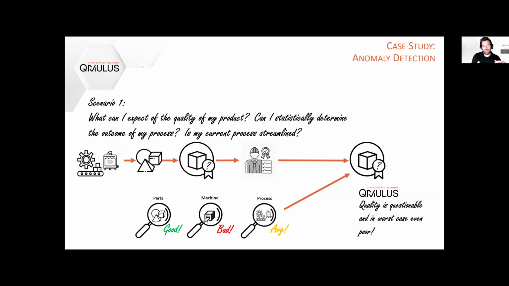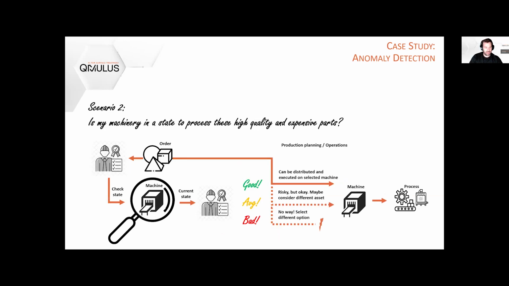And there are these questions popping up. So what can I maybe statistically determine the outcome of my process? That's why it's written here. And how can I streamline my current process to be the best process I could run for this particular piece, for this order, for example? So that is called somehow scenario one. I think you already have noticed in which direction we are heading here.